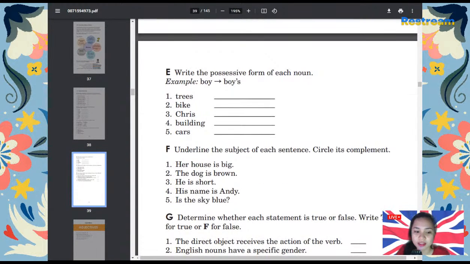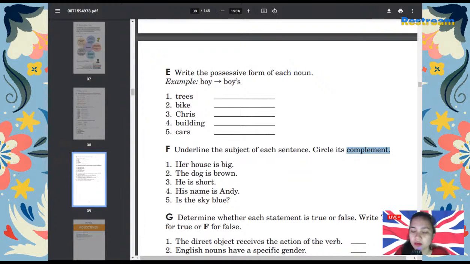Okay, so next for the letter F, test letter F. Same thing. Now, we are done with the subject and verb, identifying the subject and identifying the verb. This time, we're going to identify the subject, and now we're going to identify the subject complement.